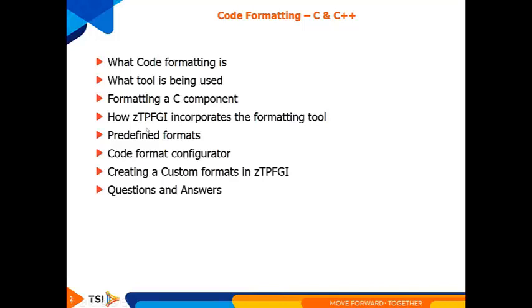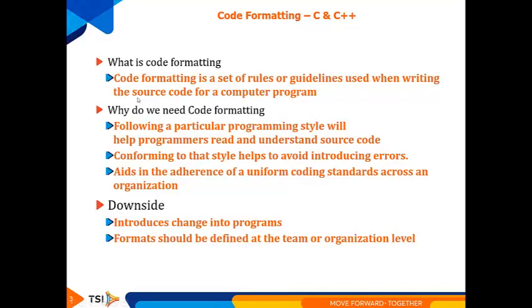So what is code formatting? Well, it's a set of rules or guidelines used when writing source code for a computer program. Why do we need code formatting? Following a particular programming style will help the programmer read and understand the source code. Conforming to that style helps to avoid introducing errors, and it also aids in the adherence of a uniform coding standard across an organization.